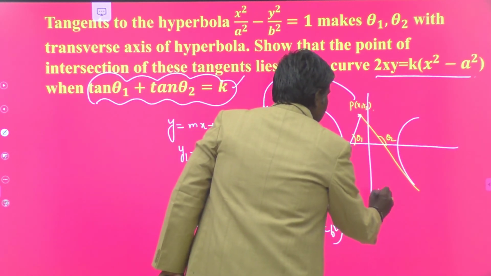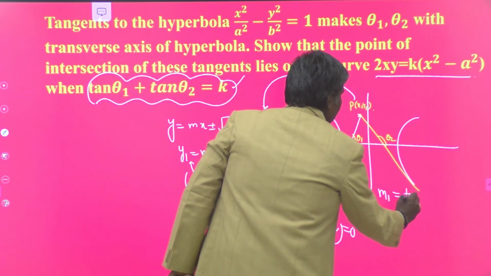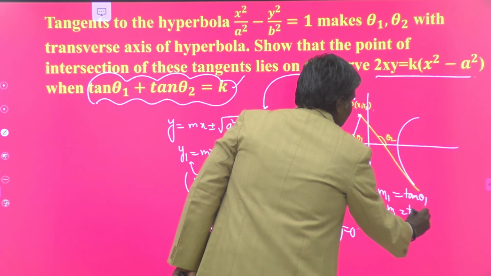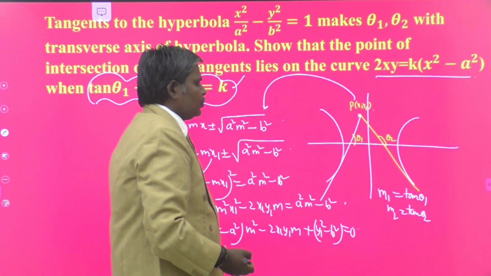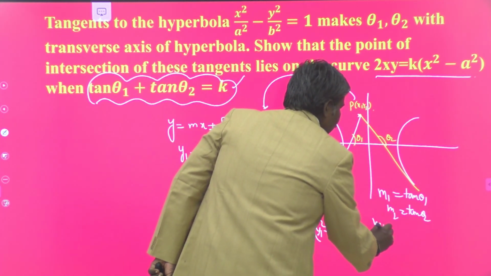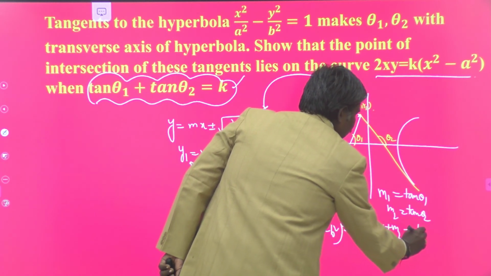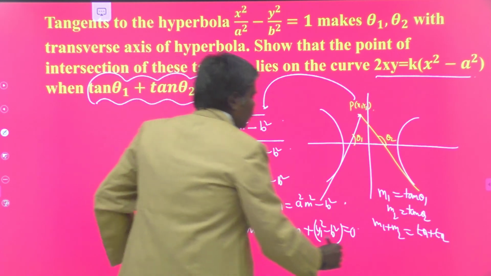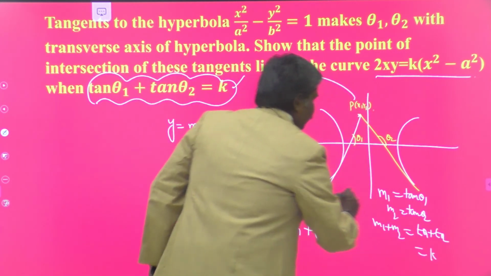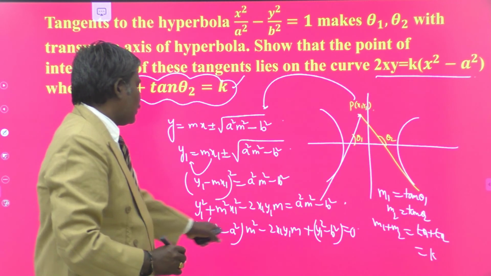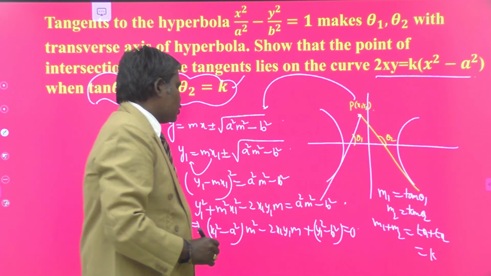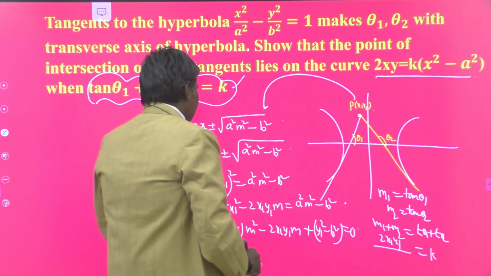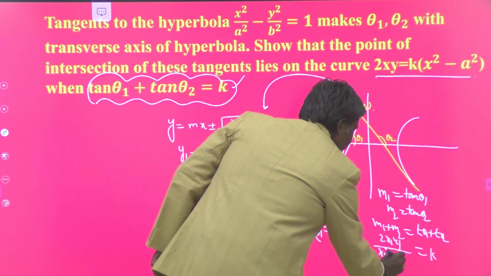Therefore, suppose the roots are m1, m2, then m1 = tan θ1 and m2 = tan θ2, because the inclinations are θ1 and θ2. Now, what about m1 + m2? m1 + m2 = tan θ1 + tan θ2. It is given that it is k. But m1 + m2 is the sum of the roots of this quadratic equation. What is the sum of the roots, my dears? 2x1y1 by x1² − a². So the game is over.